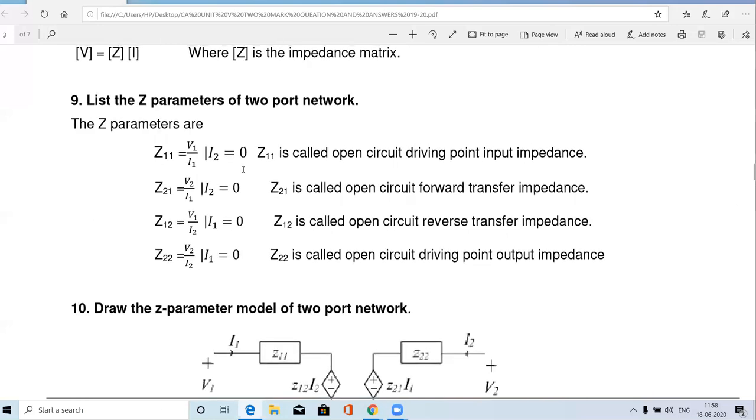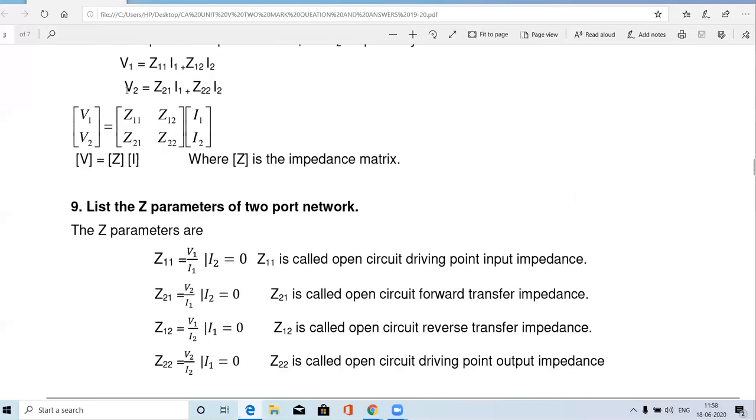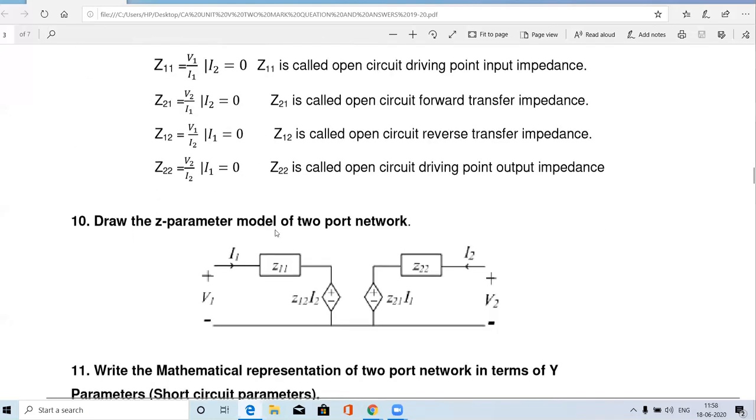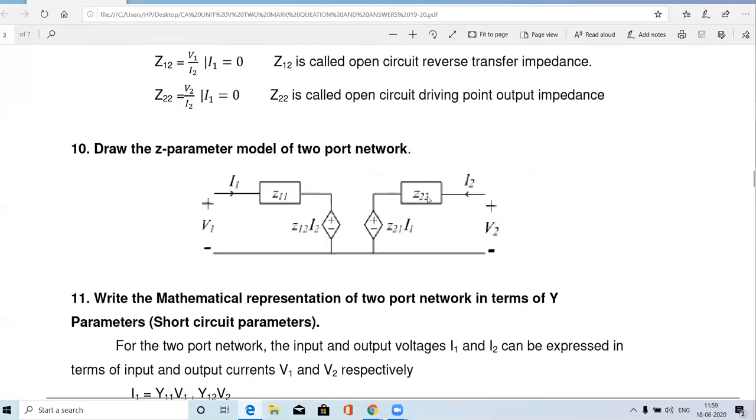Similarly, the second equation can be written as V2 equal to Z21 into I1 plus Z22 into I2. So V2 equals Z22 into I2 plus this dependent voltage source, Z21 into I1. Here there are two impedances and two dependent voltage sources. One voltage source is Z12 into I2, and the other dependent voltage source is Z21 into I1. So this is the Z parameter model of the two-port network.